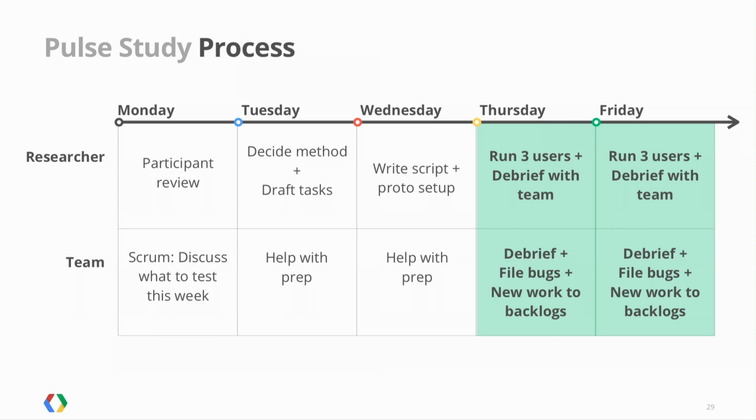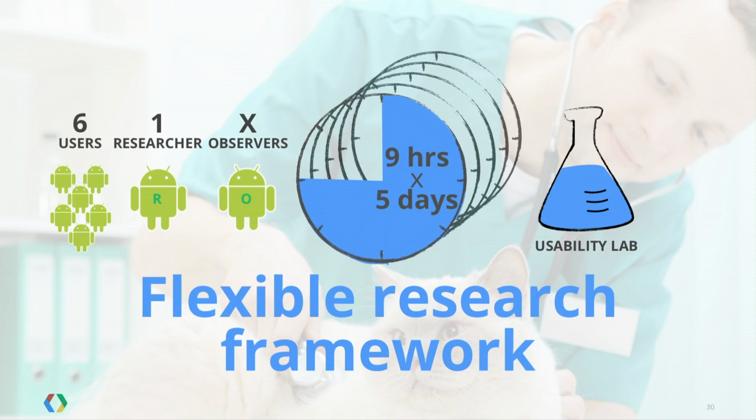Key findings are sent out after each day's briefing with the team, and then we brainstorm solutions for the issues, file the bugs, the new user stories, and so on. In summary, the pulse study structure is fast and flexible. It can be used with many different types of research. It requires 1 researcher, a couple of observers, and 5 to 6 users.